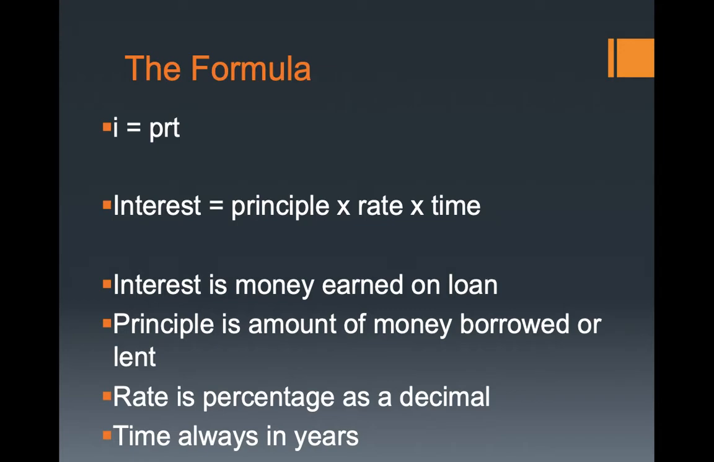So if you give money to a bank into a savings account, or if you get money from a bank to buy a car or a house or a student loan, the interest is the extra money on top of the loan. The principal is the actual amount borrowed that you have to pay back on top of the interest itself. The rate is the percentage. And in the formula, whenever you plug it in, it's always going to be a decimal. And the time is always in years.